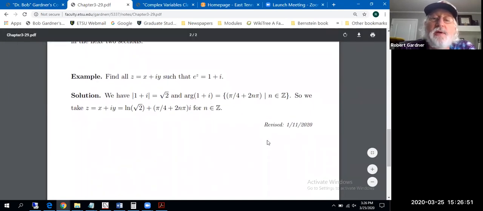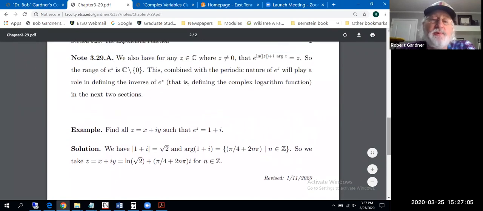To illustrate exponentials, find all z equals x plus iy such that e to the z equals 1 plus i. Okay, let's get back to the little formula at the top, because that's what's going to make this work. We need to get this z value out, so we need to input the log of the modulus. So we'll take the modulus of this 1 plus i parameter. The modulus of 1 plus i is just the square root of 2. Then the lowercase a argument, which we do need because it says find all z satisfying that condition.